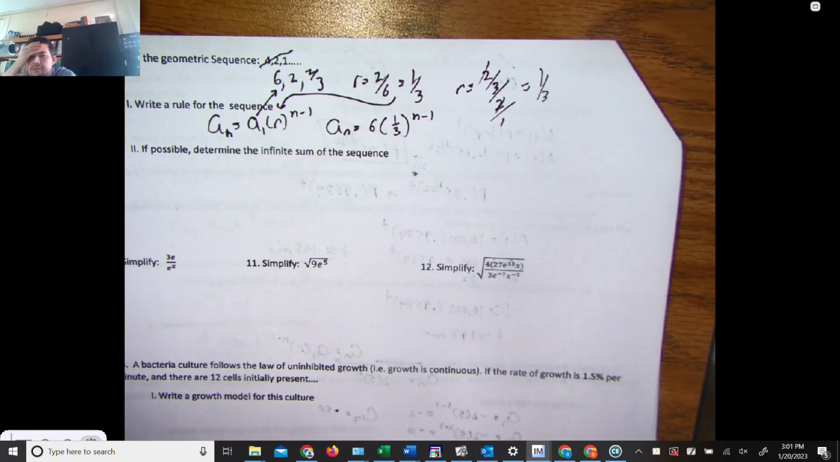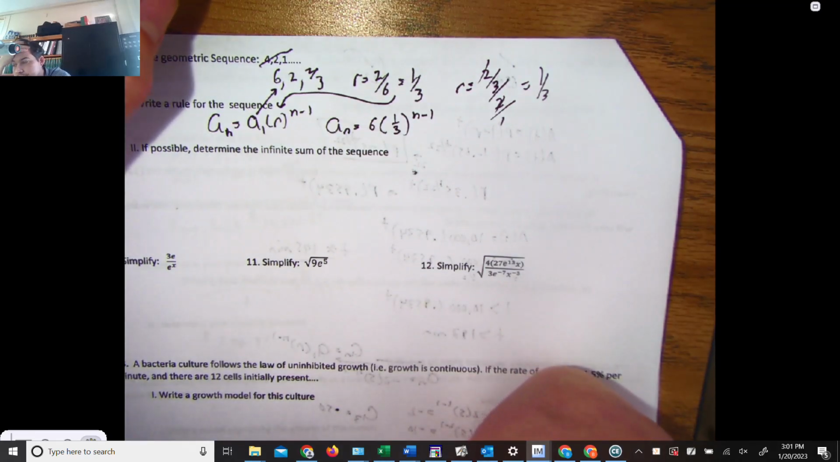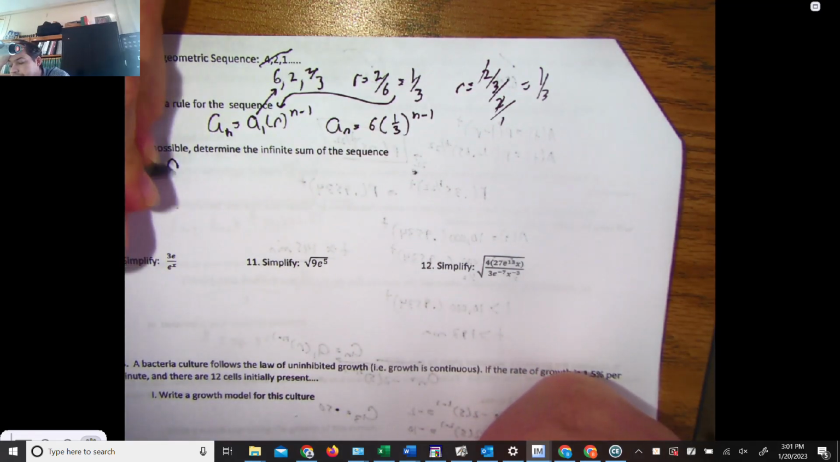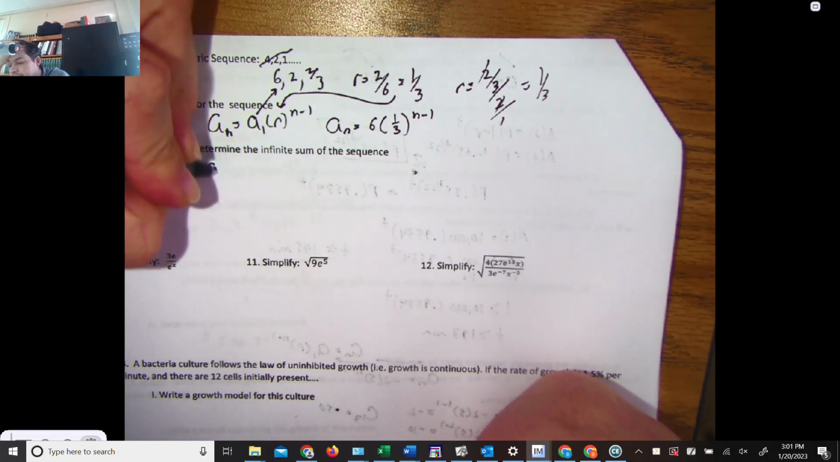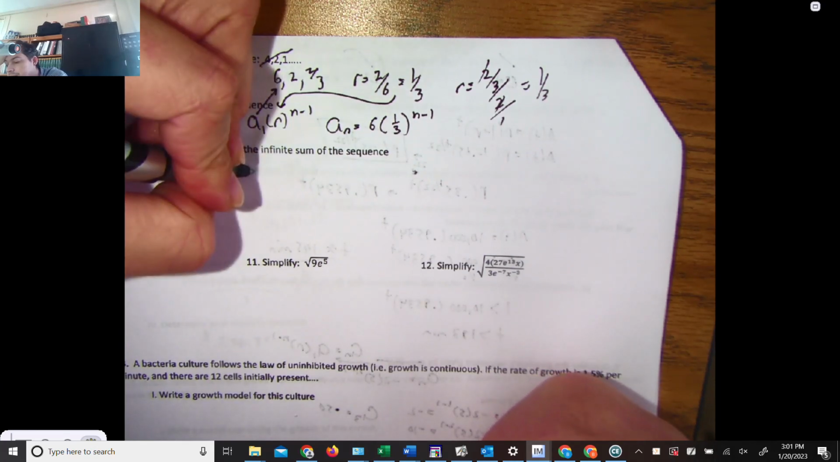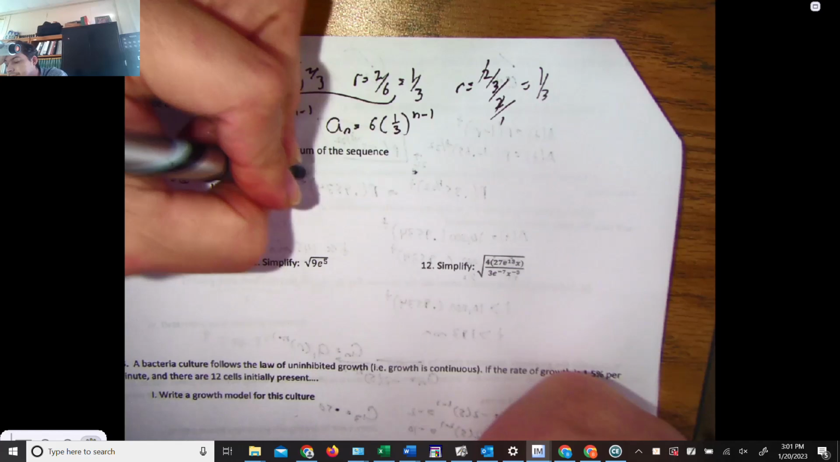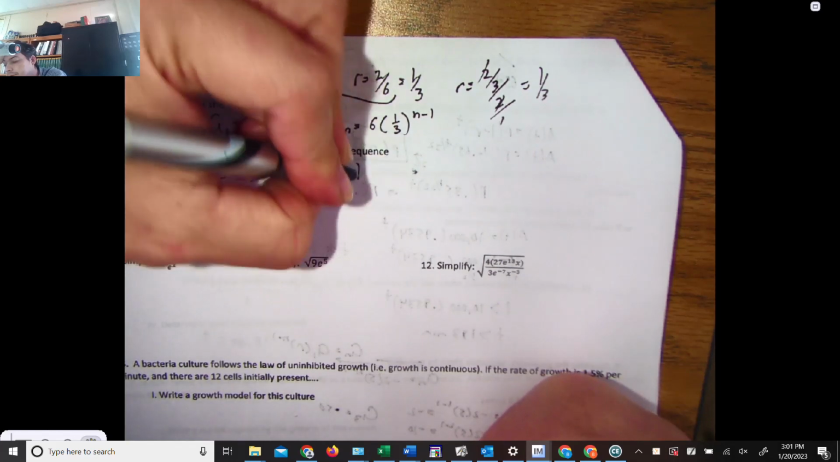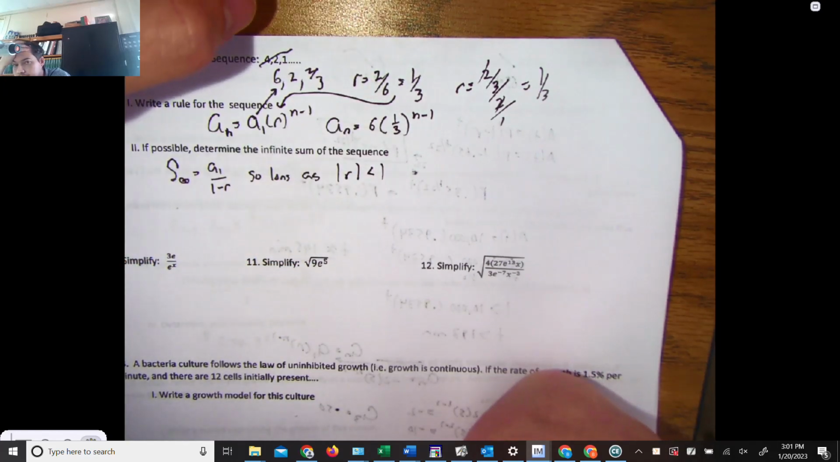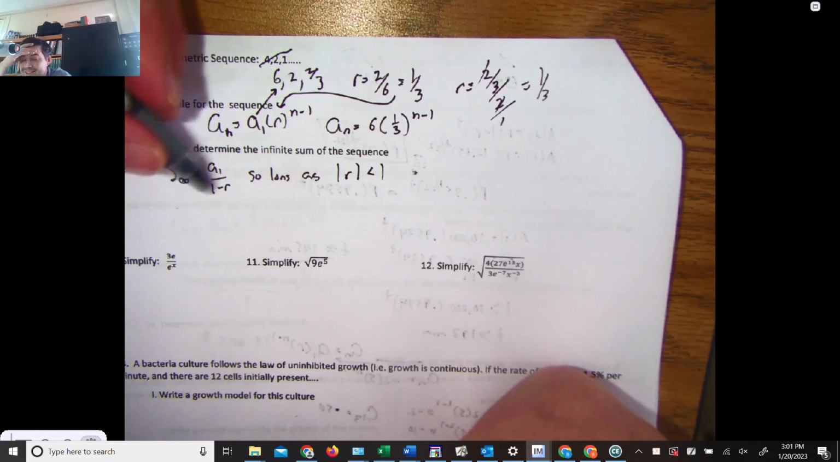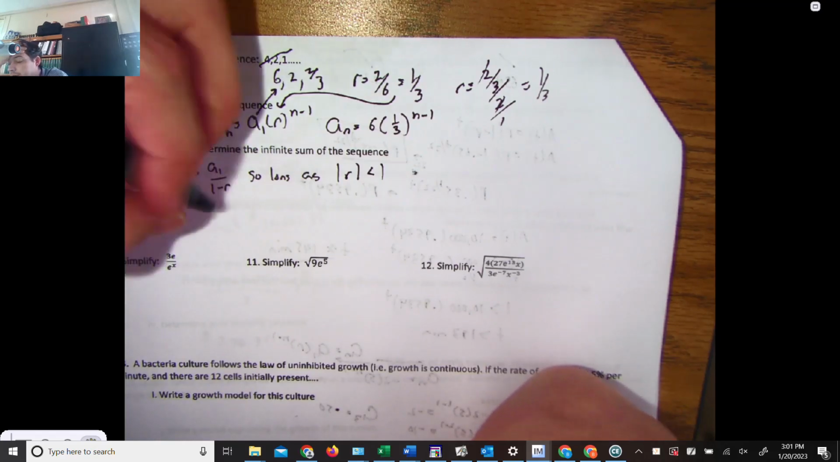It says, if possible, determine the infinite sum of the sequence. The sum of an infinite sequence is the first term over 1 minus r, so long as the absolute value of the ratio is less than 1. We call this a converging series. It converges on 0. Doesn't actually get there, it's funny, but anyways, it's doable. It's pretty amazing that it's this simple.